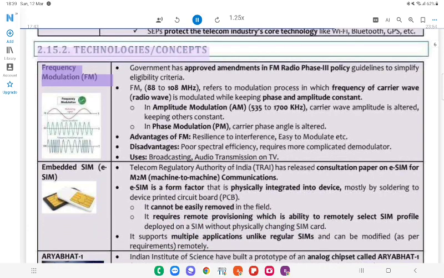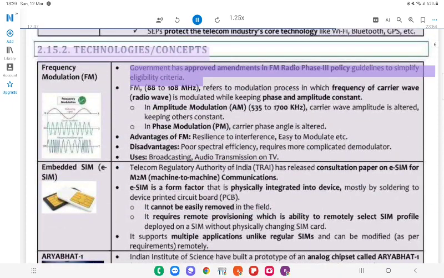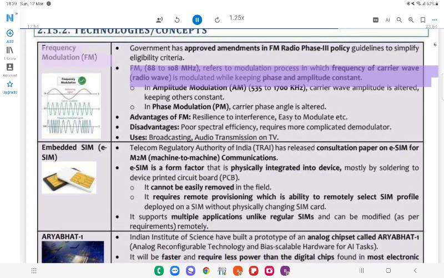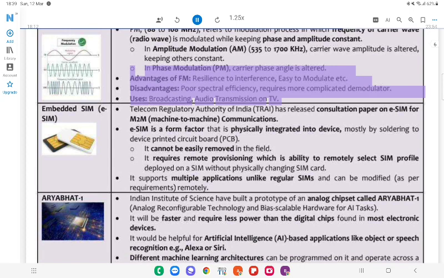2.15.2 Frequency Modulation (FM), Embedded SIM (ESIM). Government has approved amendments in FM radio Phase III policy guidelines to simplify eligibility criteria. FM (88 to 108 MHz) refers to the modulation process in which the frequency of the carrier wave (radio wave) is modulated while keeping phase and amplitude constant. In amplitude modulation, AM (535 to 1700 kHz), the carrier wave amplitude is altered keeping others constant. In phase modulation, PM, the carrier phase angle is altered.